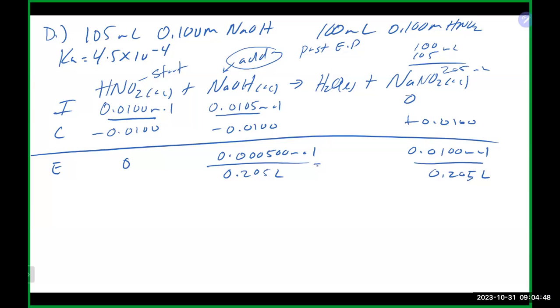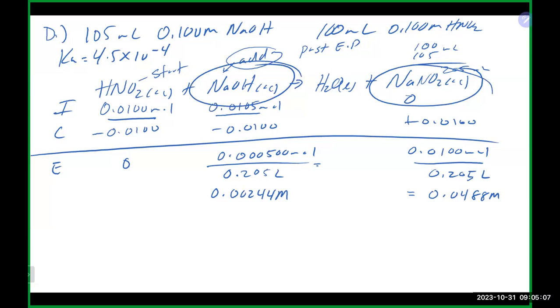So that will get us 0.00244. And for the other guy there, will get us 0.0488. At this point, if you're not sure what's going on, we got two things left over. First off, is that a buffer? It is not. So remember, just because you have two numbers, don't use them in the Henderson-Hasselbalch equation. So it's not a buffer.